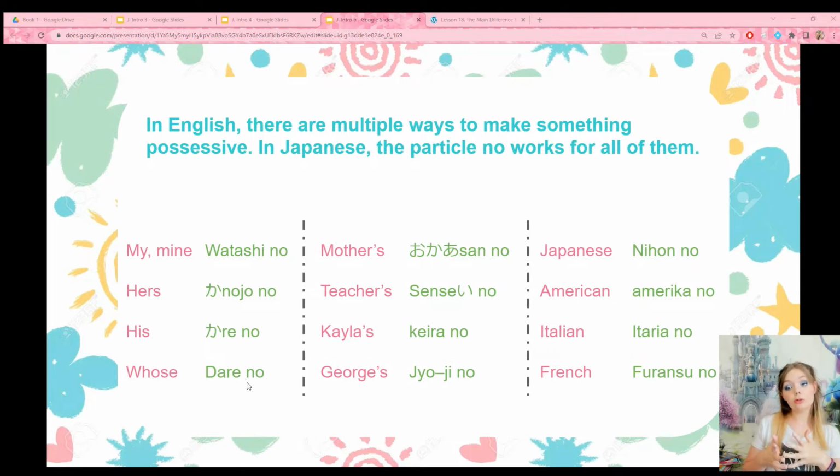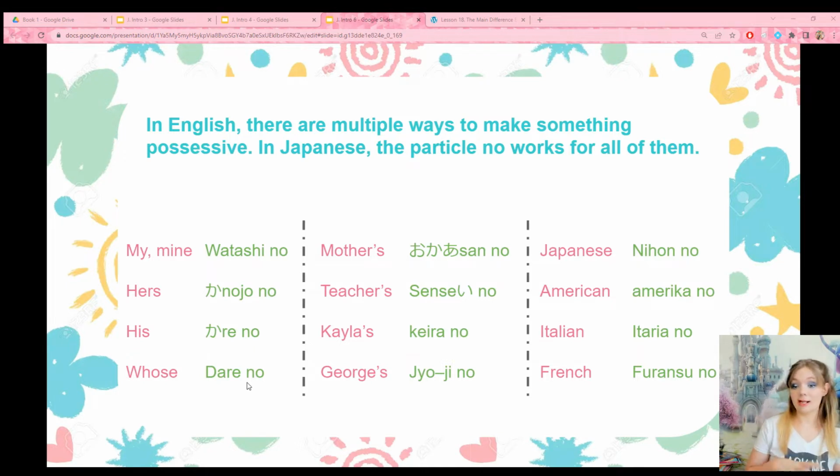This means that both my and mine are watashi no. Her and hers are kanojo no. His, kare no. And whose, dare no. Mother's, okaasan no. Teacher's, sensei no. Kayla's, Keira no. And George's, Georgie no. Japanese, nihon no.